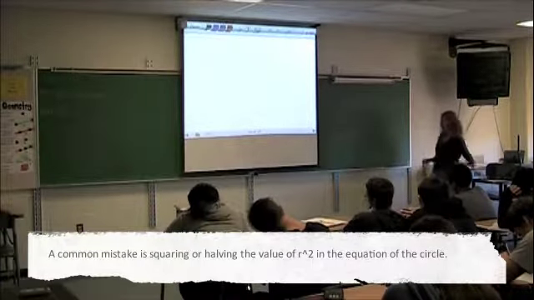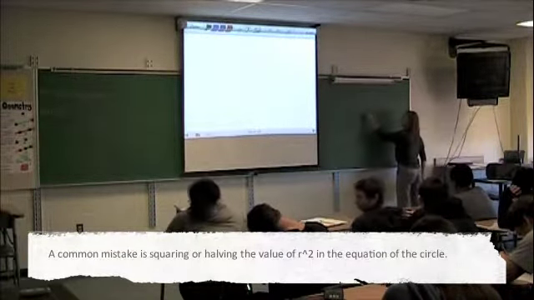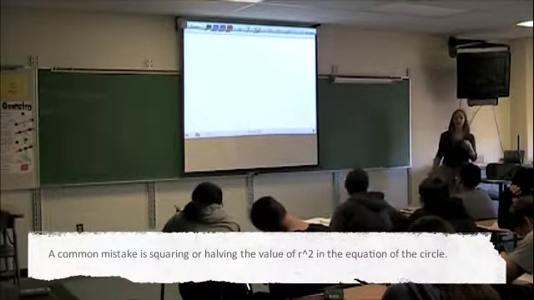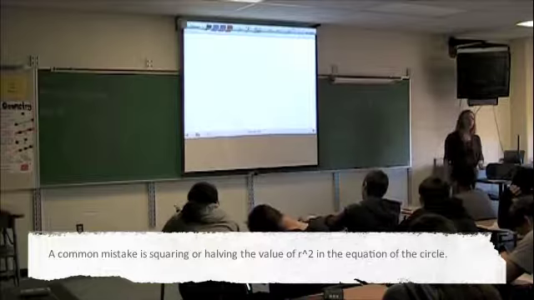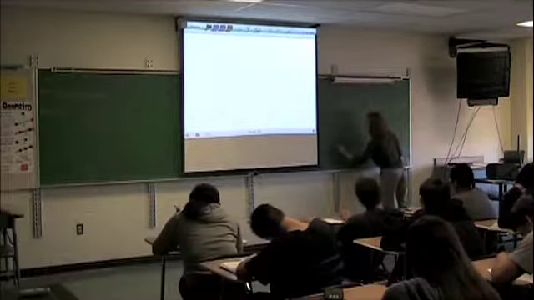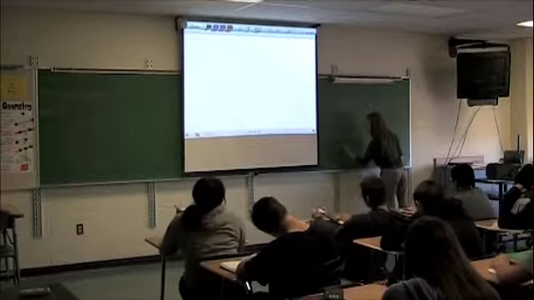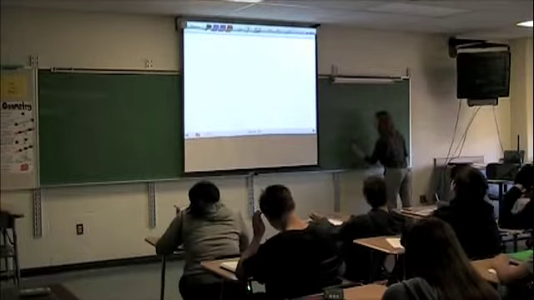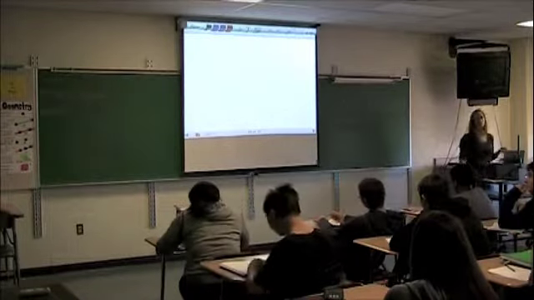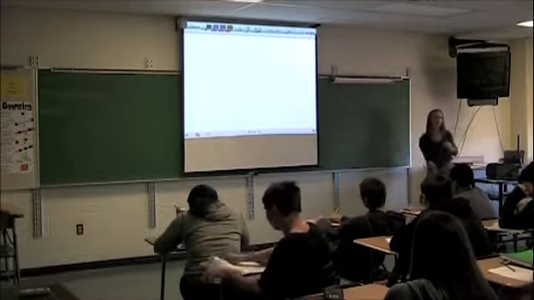Square root of 9. Yes, this is r squared, so we want to take the square root of it, not half of it. We don't want to square it, we want to take the square root of it. So our radius is what? What's the square root of 9? 3. Good, that's all the information we need to know to graph it. That's much quicker than making a whole table of values.